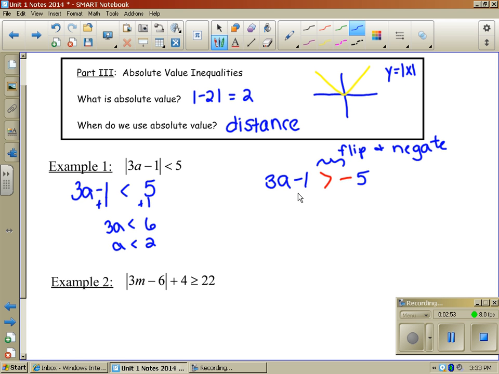Okay, for this one, again, add 1. Divide by 3. And then remember, just like your first one that we did a couple days ago, that A is less than 2, sorry, I said that wrong. A is less than 2, or A is greater than -4/3. The or is critical.